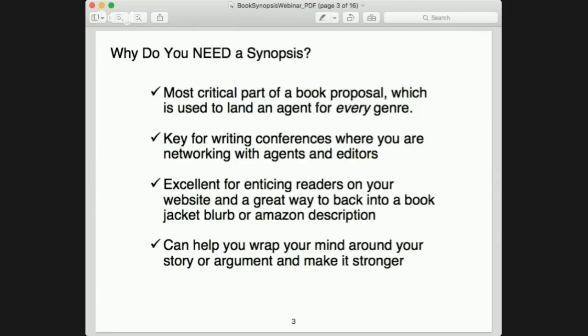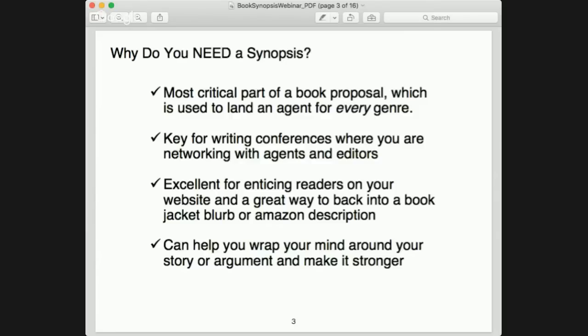It's the whole thing condensed down. So a synopsis is really key for writing conferences where you're networking with agents and editors. You're going to want to have that printed out. You're going to want to hand it to people. You're going to want to be able to tell people that you have it. It makes you look really professional. It makes you look really prepared. And it's a powerful way to go into a writing conference.